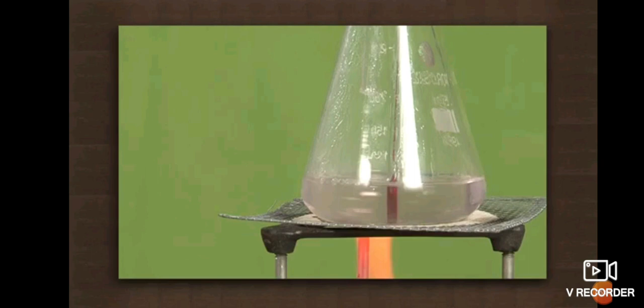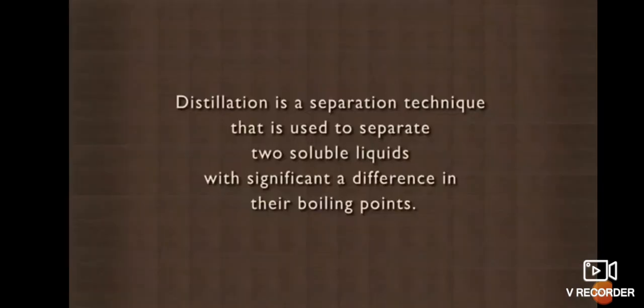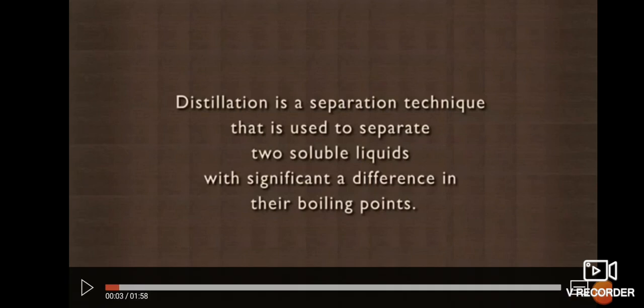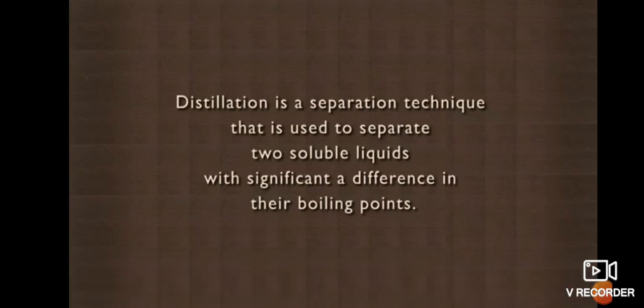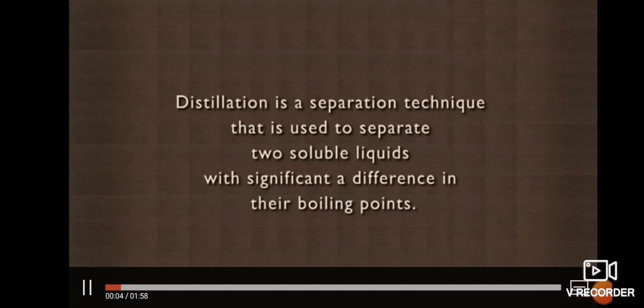Okay, now let us look at this activity, how they are separating through the process of distillation. Distillation is a separation technique that is used to separate two soluble liquids, which are soluble with each other, with a significant difference in their boiling points. That type of liquids has to be separated by the distillation process. Let us look at this activity.